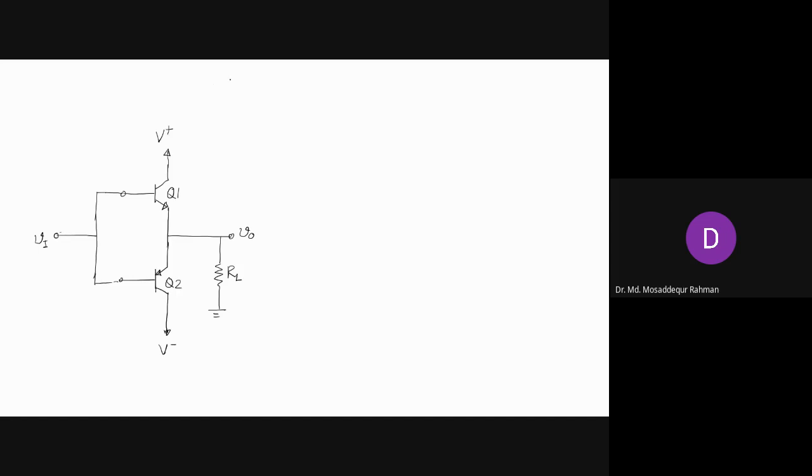So this is what is known as the push-pull output stage. This is push-pull common collector output. How does it work? We have two transistors there, as you can see, and the bases are tied together. We have applied this Vi here.